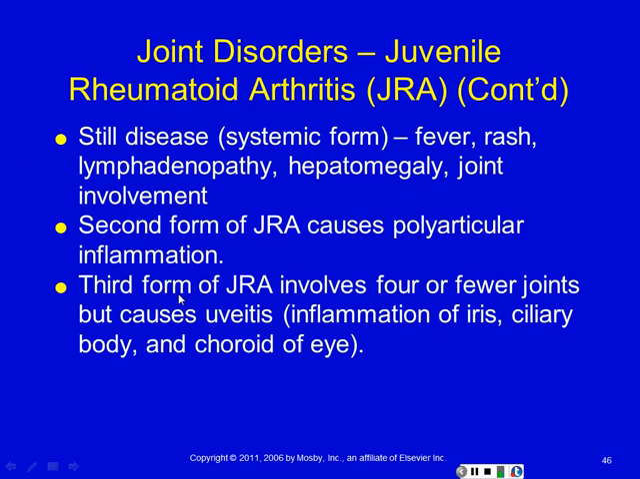There are multiple different types. Still disease is the systemic form of JRA, and this is where you get sort of a widespread inflammatory response. So fever, rash, hepatomegaly, and joints that are involved. Another version causes joint inflammation in multiple joints at once. And then in the third form, you have 4 or fewer joints, but also there's an eye involvement.